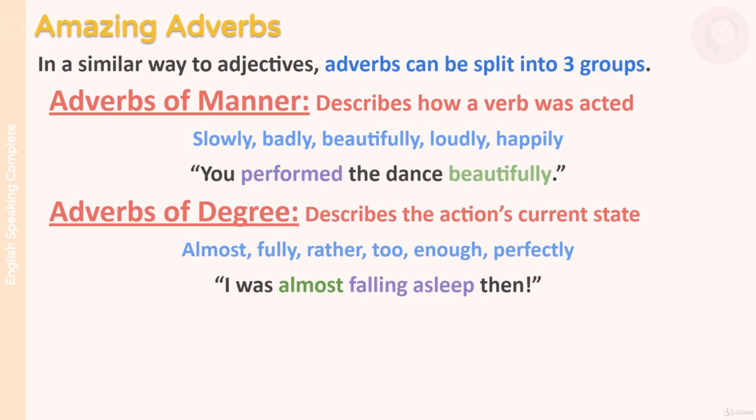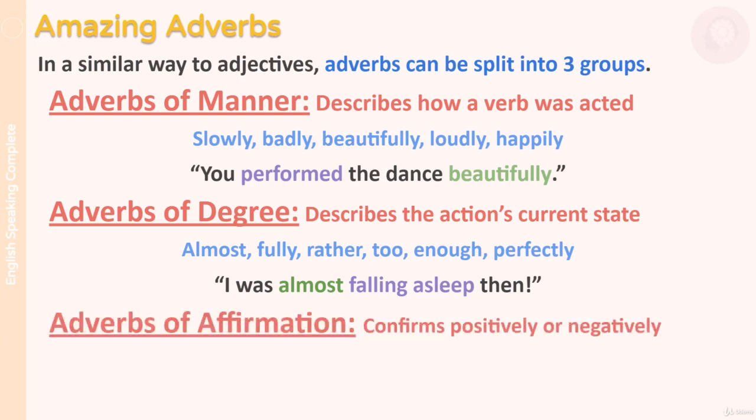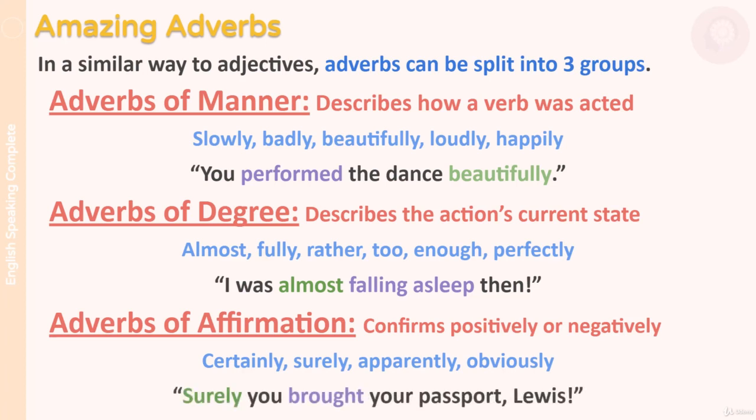Our last type of adverb is adverbs of affirmation, and this is to confirm, either positively or negatively, plus not. So we can have certainly, surely, apparently, obviously, and we can also add not, certainly not, surely not, apparently not, obviously not. Here's an example for you.